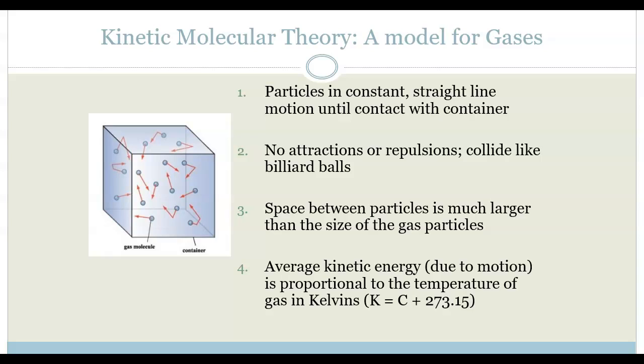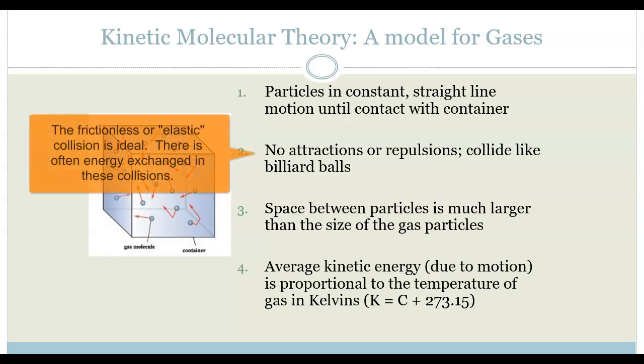So the kinetic molecular theory for gases is a model for how gases work and how they interact together. This theory says that particles move in a constant straight line until they contact their container. So gases will be in motion until they hit something, and they'll move in a straight line until they hit something, and then they'll bounce off. Between molecules of gases, there are no attractions or repulsions, so they collide like billiard balls, or basically they just bounce off of one another, and it's what we would say is frictionless, so they're not losing energy whenever that happens.